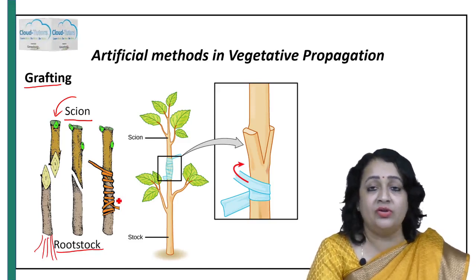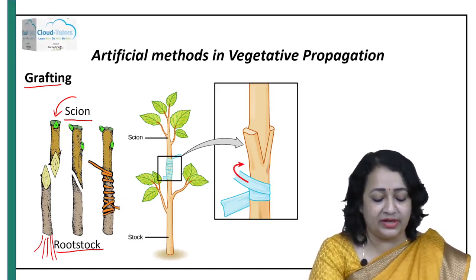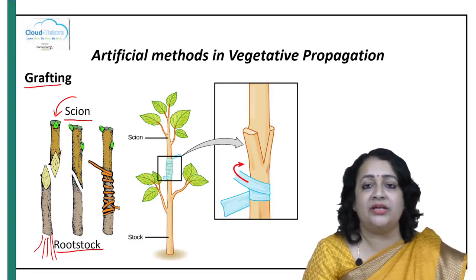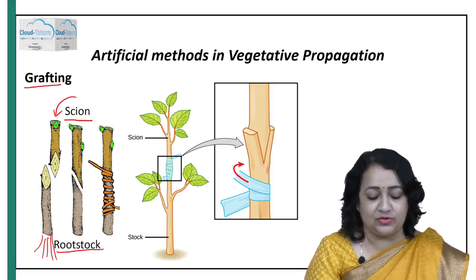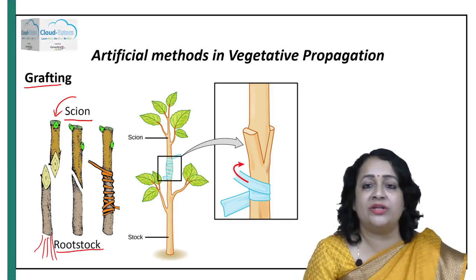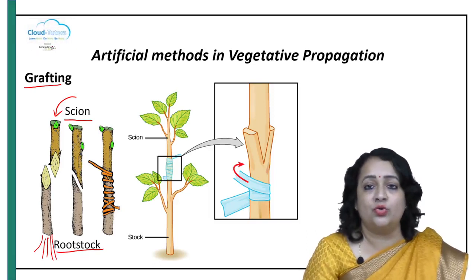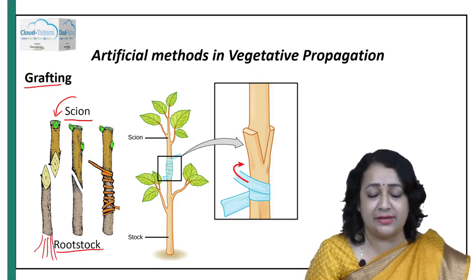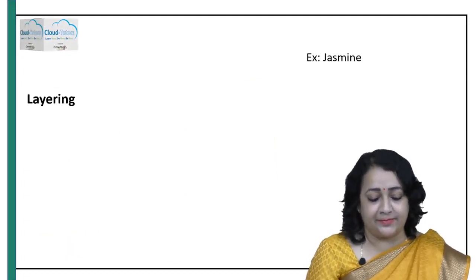You have to tie it very tightly so that both the stems are together, and eventually they are going to grow together, forming a single stem. So this is how grafting is done. Here this plant will have the characters of both the rootstock as well as the scion. So two characters of two plants can be seen in a single plant. That can be achieved by the grafting technique.